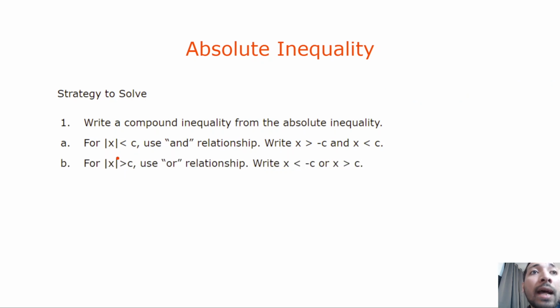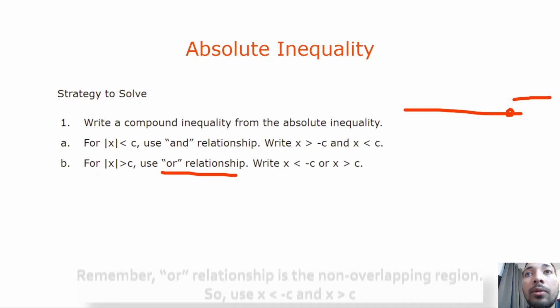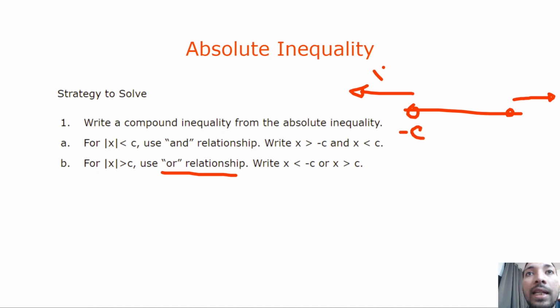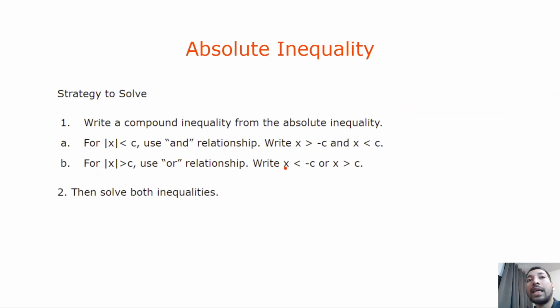For the second case, if the absolute value inequality is greater than a number, we use OR relationship. For this OR relationship, the right value will go all the way to the right and the left value will go all the way to the left. So in this case, we take x less than negative c, and for this we take x greater than positive c. So you can see that we just write these two inequalities and then solve these two inequalities. So the second step is we solve both inequalities. Once we solve, then we graph the inequality if required or asked in the problem.